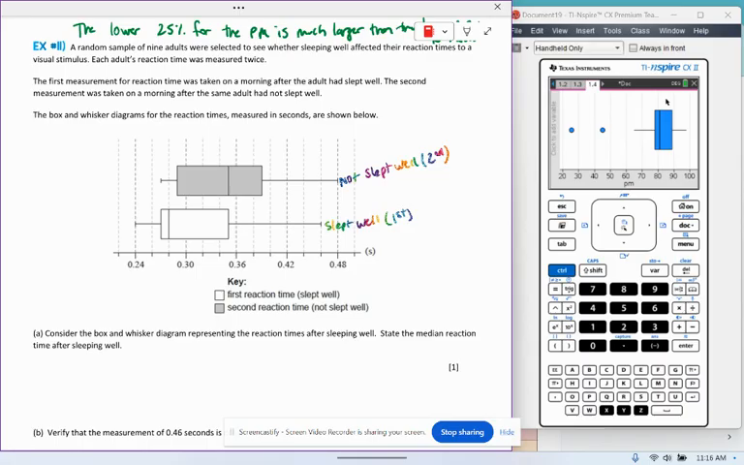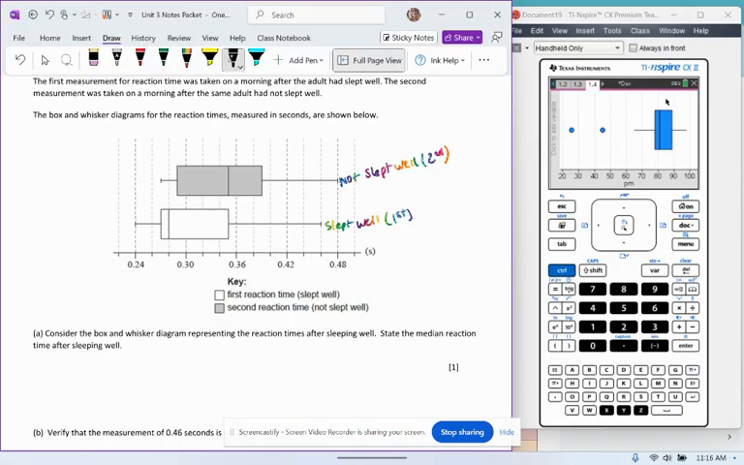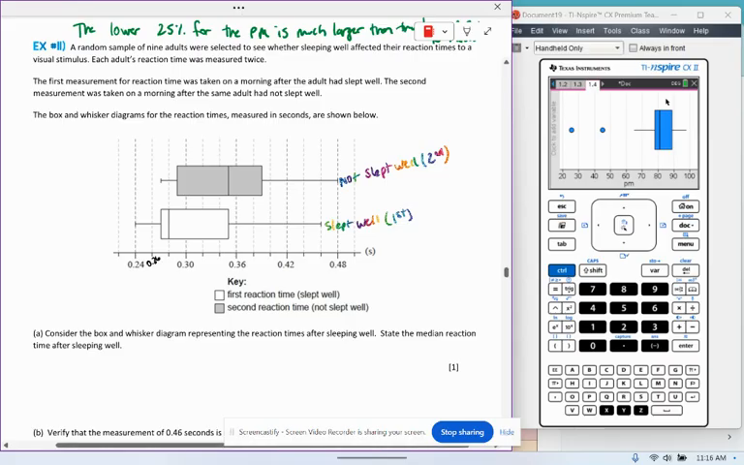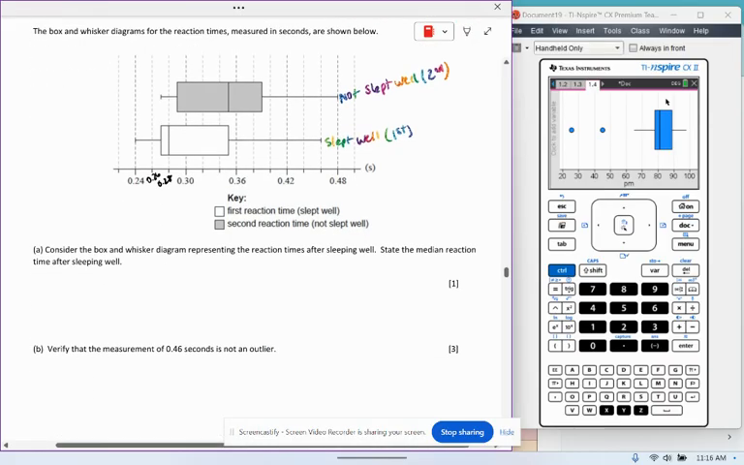So I'm looking at the white one. State the median reaction time after sleeping well. So the median for the white one is going to be, what are they counting by here? Okay, so 0.26, that's 0.28. So it looks like the median for the white box plot is going to be 0.28.